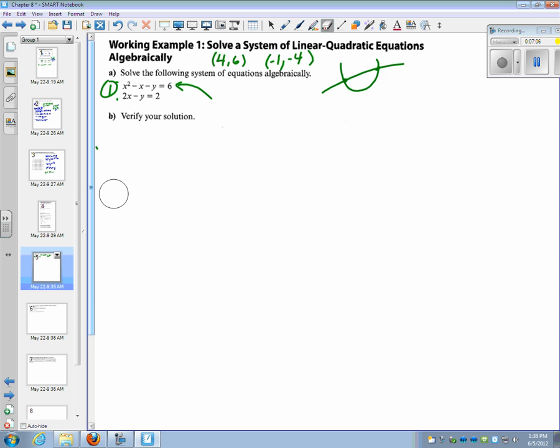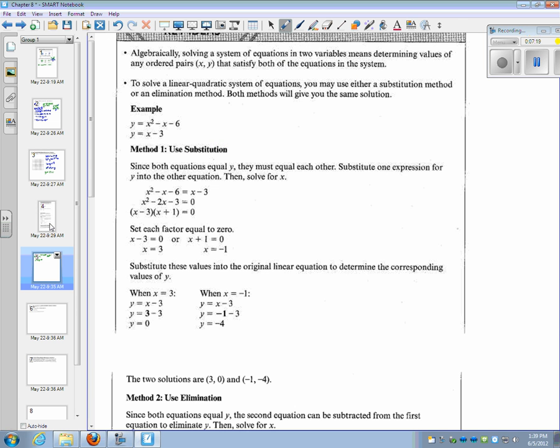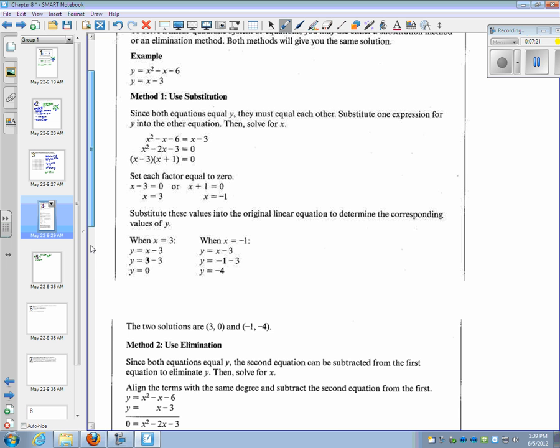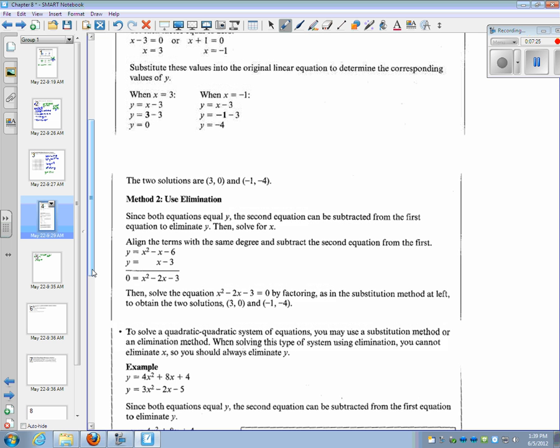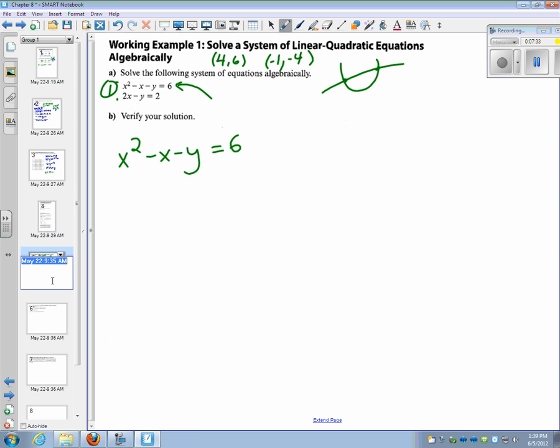And now we're going to try and use elimination. So x squared minus x minus y is equal to 6. So in order to use elimination, let's just go back here and read our rules. So using elimination, it says since both terms equal y, the second equation could be subtracted from the first to eliminate y. So I think in this one it might be easier if we solve for y.